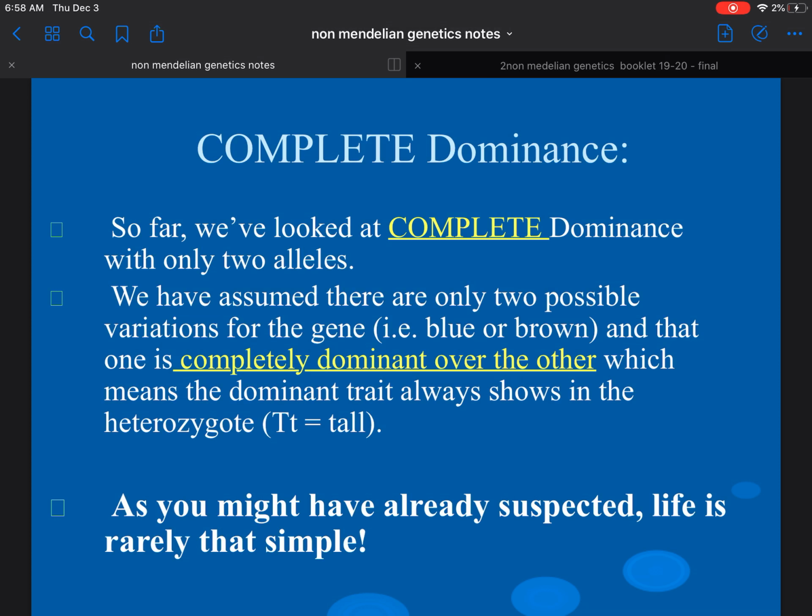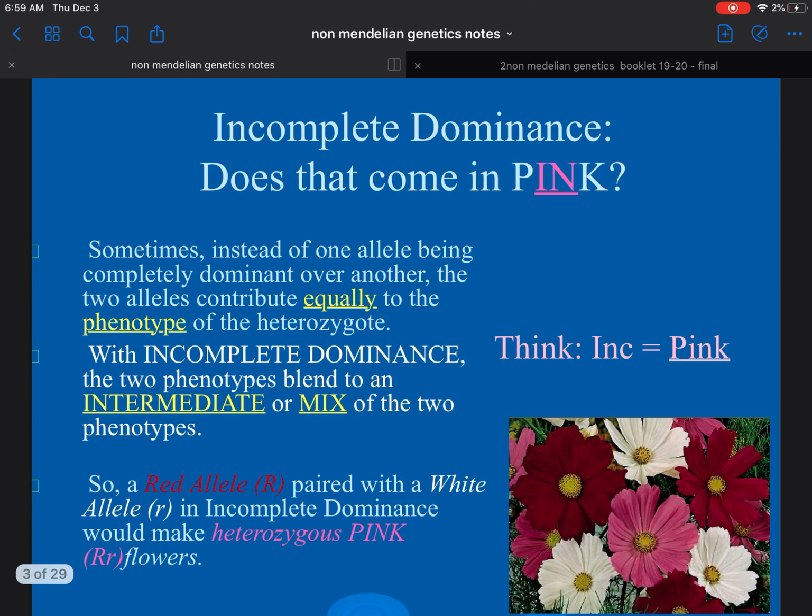we've looked at complete dominance with only two alleles, and we've assumed that there are only two possible variations of the gene, whether it's blue or brown, and that one is completely dominant over the other, which means the dominant trait always shows in the heterozygous. Well, it's not exactly that simple.